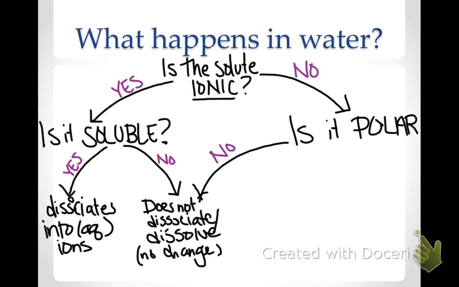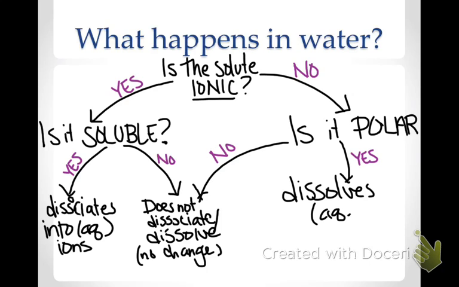If it is polar, this is, I don't want to say confusing, but this is the hardest one to wrap your head around. Polar compounds are covalent. And so what's going to happen is that it is going to dissolve. It is going to become a homogeneous mixture, so it is going to become aqueous. But it is not going to dissociate.